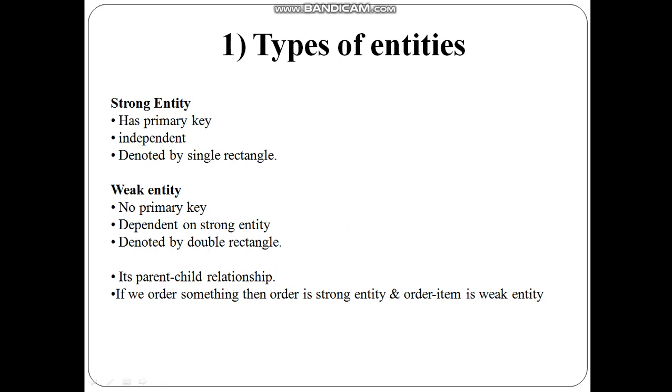Then weak entity. This weak entity depends on a strong entity. It is denoted by double rectangle in data model, and a weak entity has no primary key. So strong entity and weak entity have a parent-child relationship. That means, consider the hotel is a strong entity and room is a weak entity, because room comes under hotel. If we order something, then order is a strong entity and order item is your weak entity.